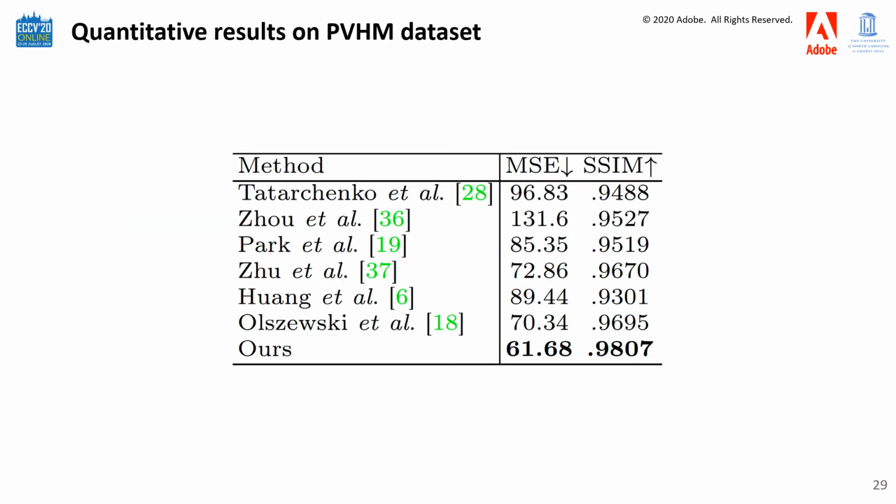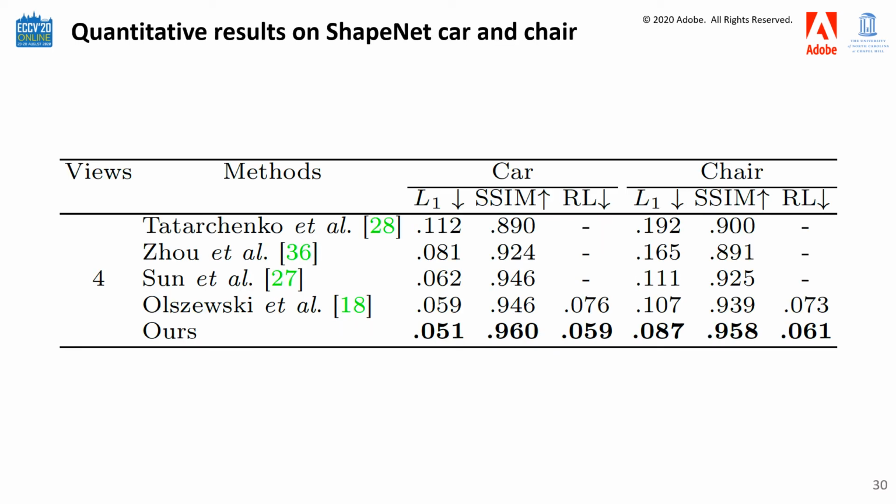We also experiment on another human dataset, PVHM. Our method outperforms other methods on both MSE loss and SSIM score. We experiment on a rigid object dataset as well, which is ShapeNet. Our method outperforms state-of-the-art methods in both the car and chair categories.